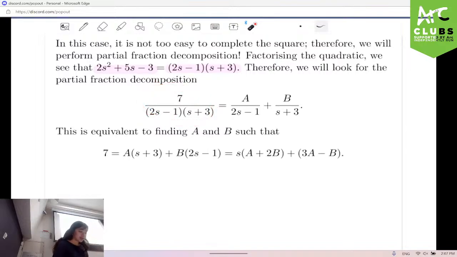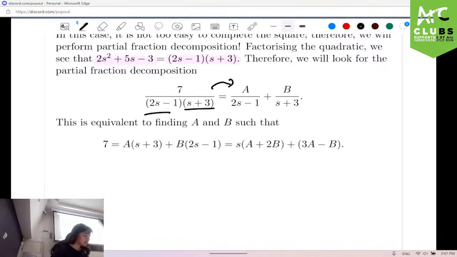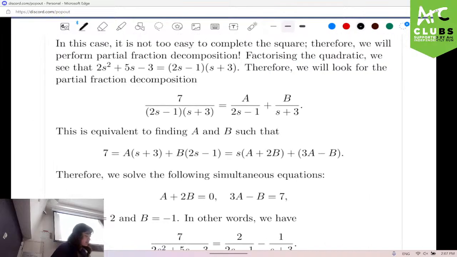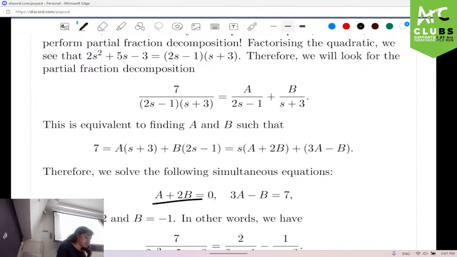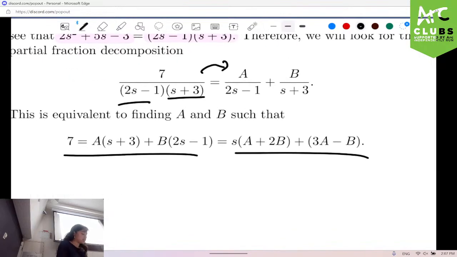And then, using the rules of partial fractions, we would get A over 2s minus 1 plus B over s plus 3, where A and B are coefficients. So this is equivalent to finding this, which is just this. Because the coefficient of s is A plus 2B and there's none for s, we can assume that this equals 0. And then this is just by itself, so it must be a number, so this is going to be 7.